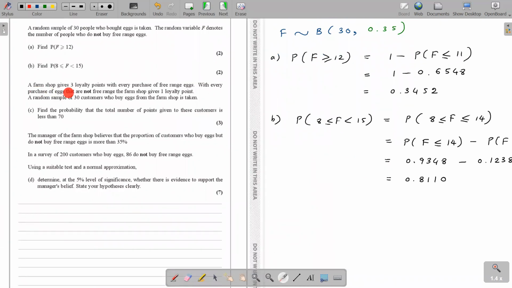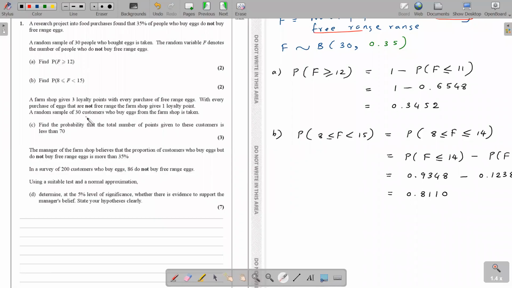A farm shop gives 3 loyalty points with every purchase of free range eggs. With every purchase of eggs that are not free range, the farm shop gives 1 loyalty point. A random sample of 30 customers who buy eggs from the farm shop is taken. Find the probability that the total number of points given to these customers is less than 70. Okay, so let's think about this. What are they saying here?